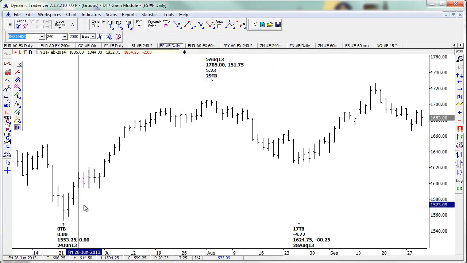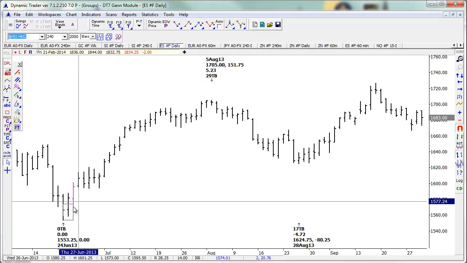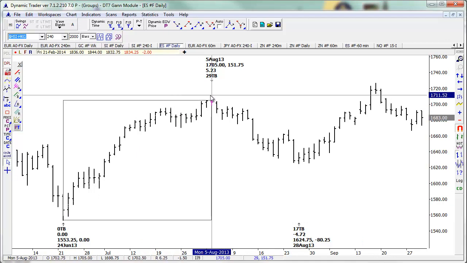Let me go OK, and I'll draw it from this low up to this high.